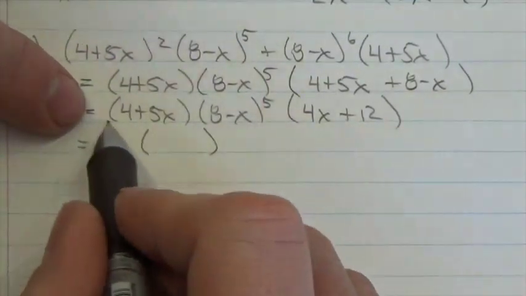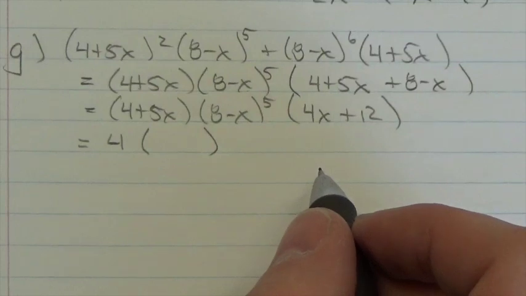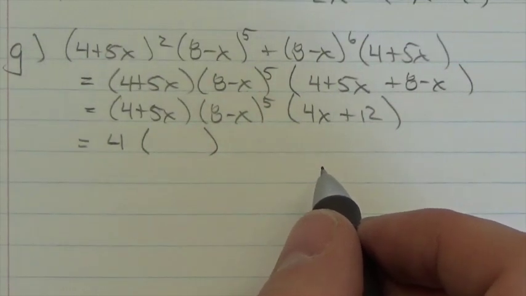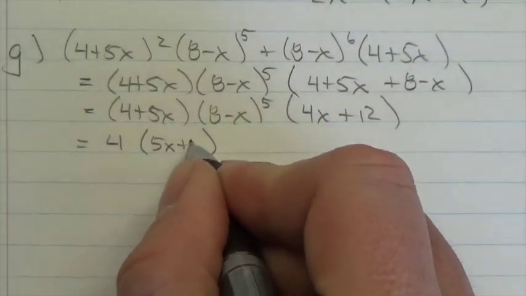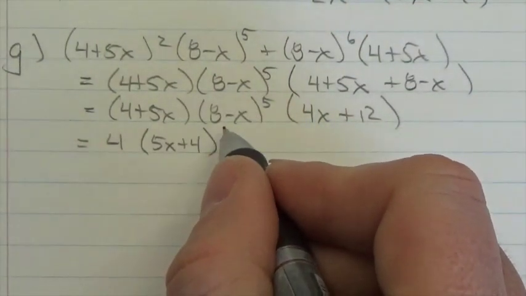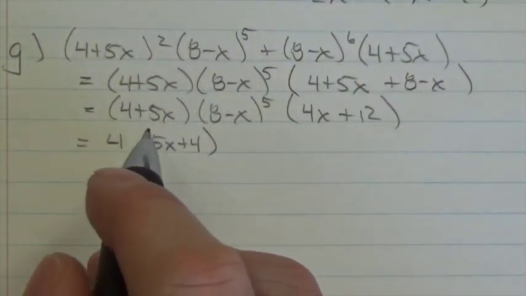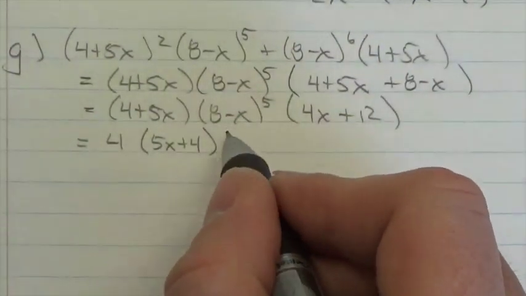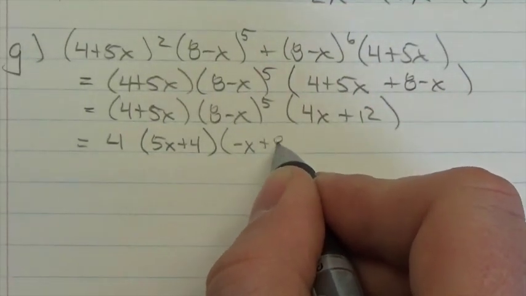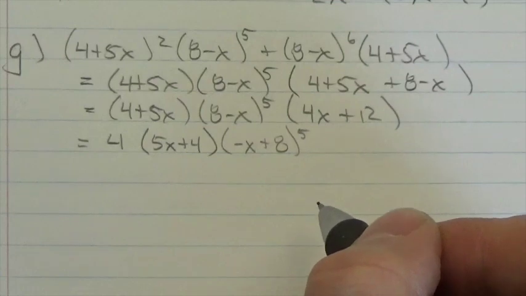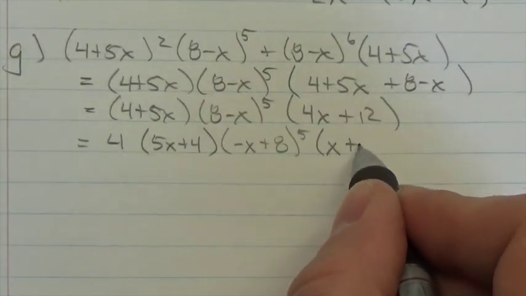Now I'm going to do one other thing here. I don't like the way that looks. 4 + 5x. That doesn't feel right to me. I'm going to change the order and make that 5x + 4 to the 1. Now, order does not matter with addition, but I've got the highest degree term first. I like that. I am going to do the exact same thing here. I'm going to make this (−x + 8)⁵. Okay? And then back here, I was left with x + 3.